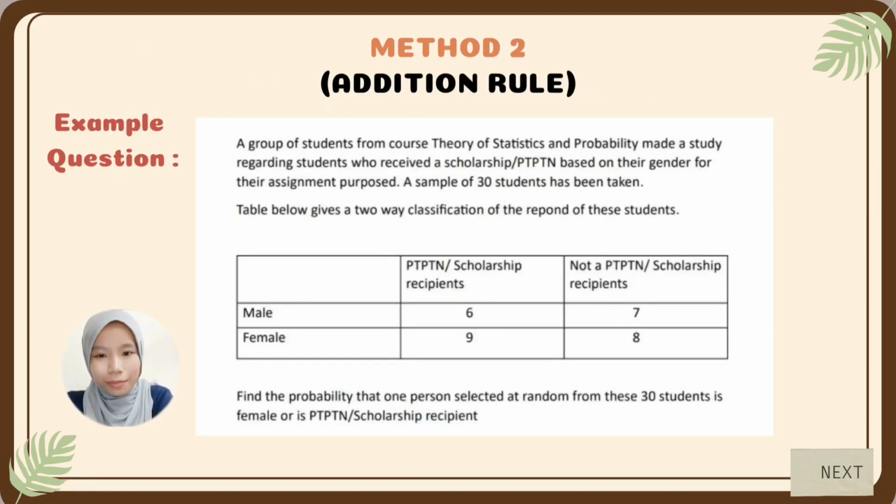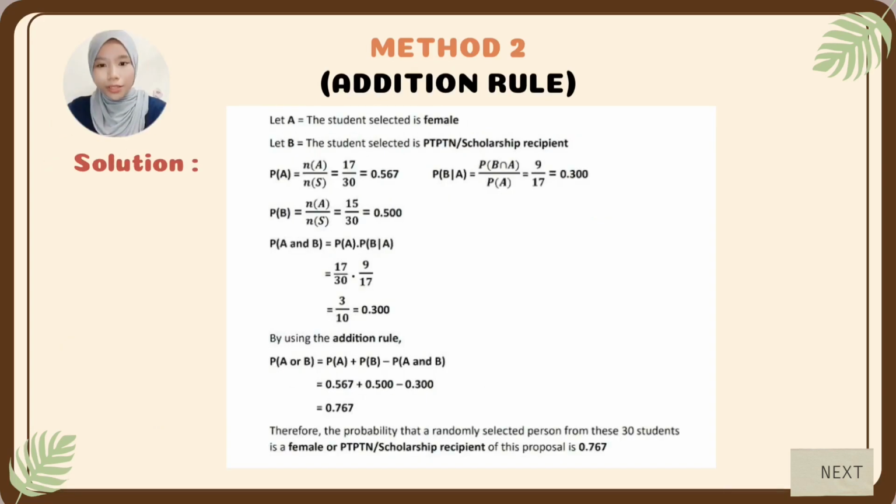We move to the second method, which is the addition rule. Here is the example question. To answer this question, we will let A equal to the student selected is female and B equal to the student selected is a PTPTN or scholarship recipient. By using the formula, we will get the probability of A equal to 0.567, probability of B equal to 0.500, probability of B given A equal to 0.300, and the probability of A and B equal to 0.300.